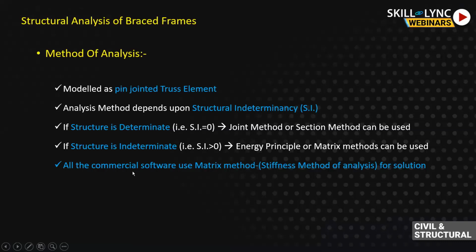You will all be aware of the commercial software available in the market nowadays for analysis as a structural engineering tool. All commercial software uses the matrix method, which is the stiffness method of analysis. So you can choose the method of analysis based on SI. If SI is 0, joint method or section method, that's your choice. If the structure is indeterminate, again, that's your choice: you can go for the energy principle methods, also known as flexibility methods, or the matrix methods, which can be the stiffness method.